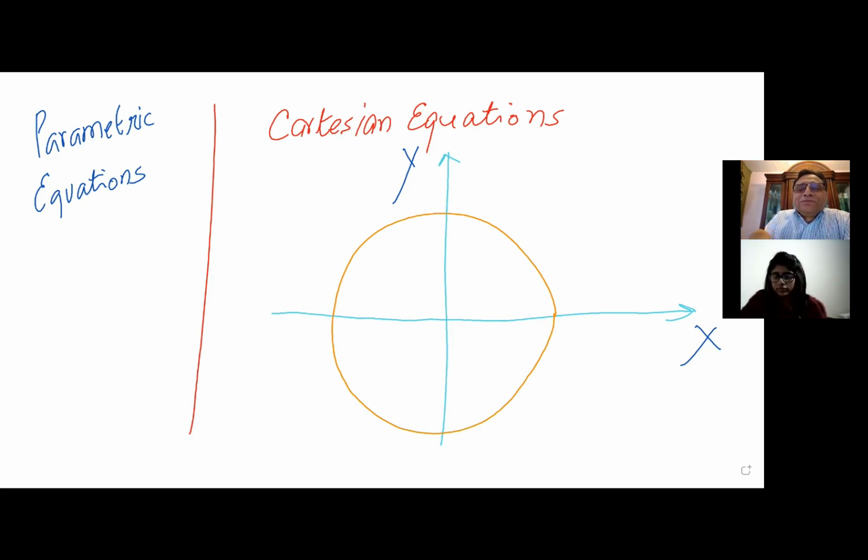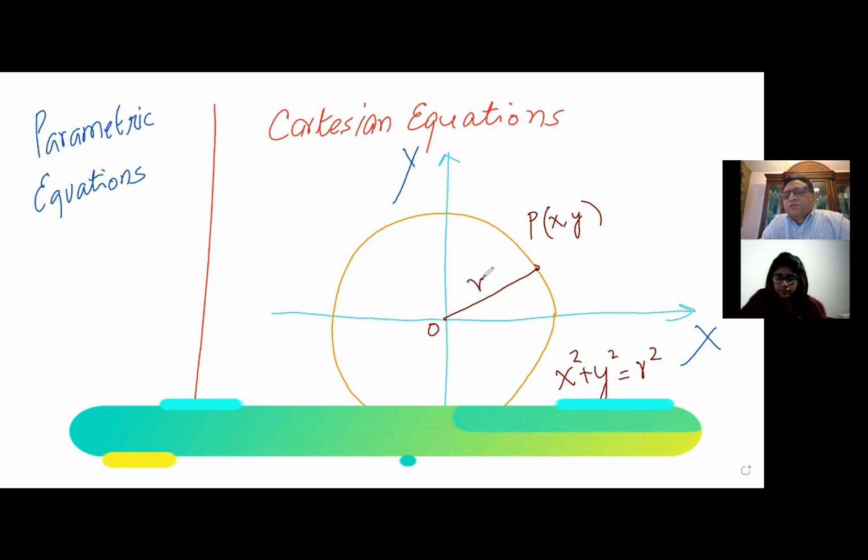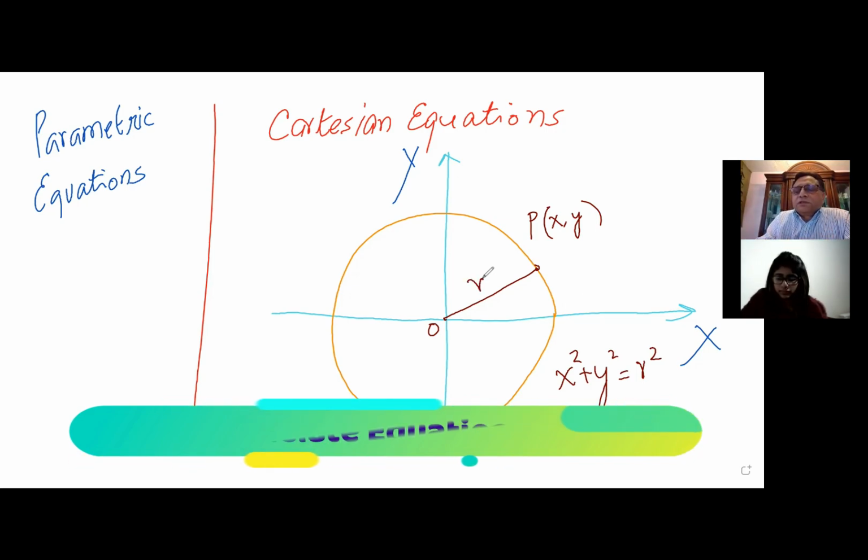So we have a circle here, and we know what the equation of a circle is if we have the center at the origin. If there is a point P, let's say this point in general is (x, y). Now, the equation of a circle in Cartesian form, as you know, is x squared plus y squared equals r squared, where r is the radius. So that becomes the equation of the circle.